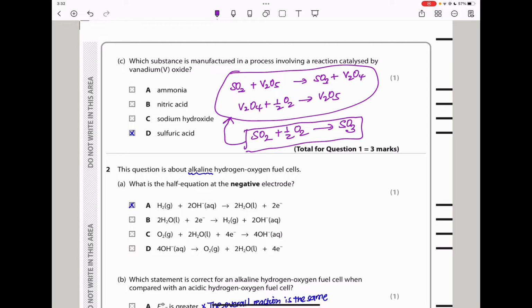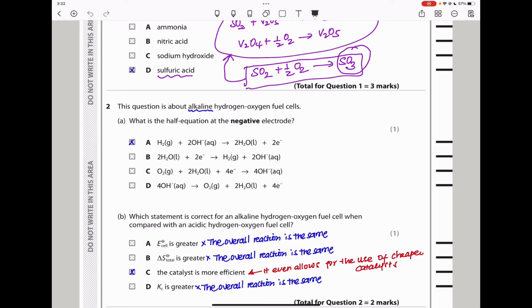In one, sulfur dioxide reacts with vanadium(V) oxide, which is the catalyst, to be converted to sulfur trioxide and the reduced version of the catalyst, then that version is reoxidized to vanadium(V) oxide. The answer should be sulfuric acid, because in the production of sulfuric acid, we begin by production of sulfur trioxide. So that is the answer.